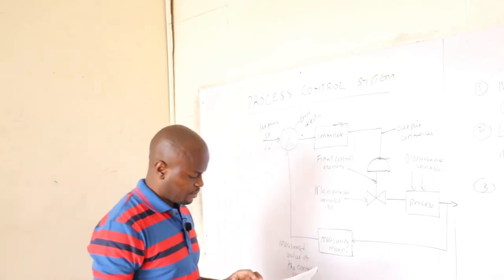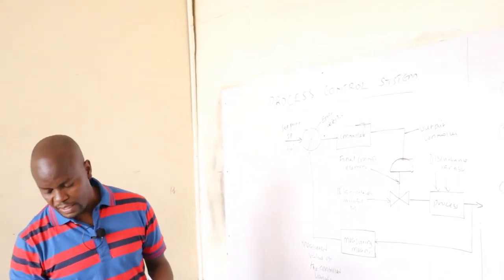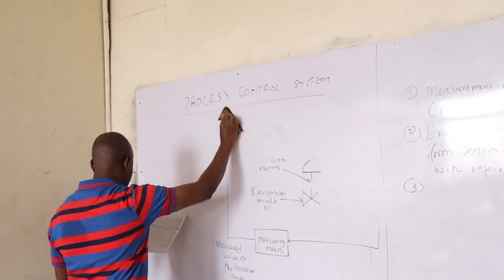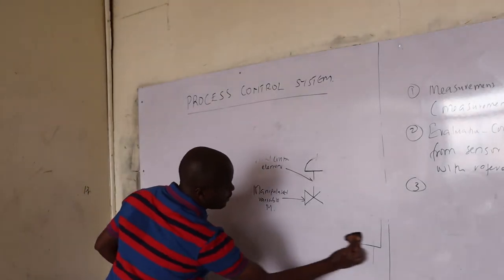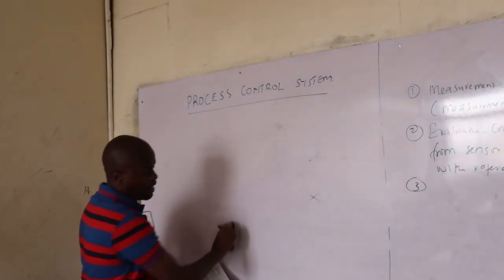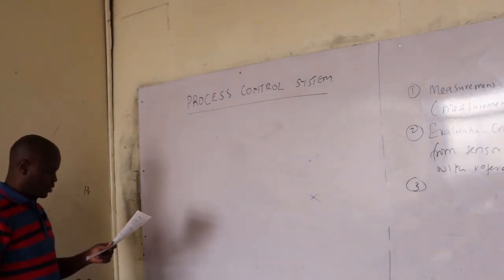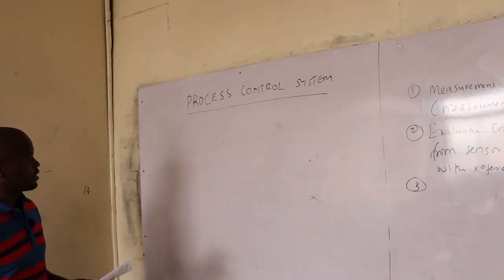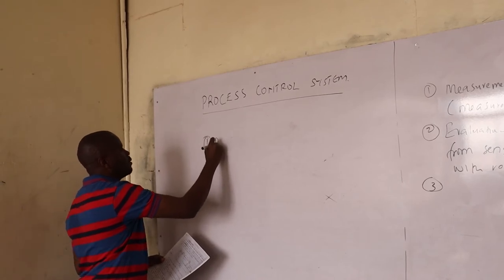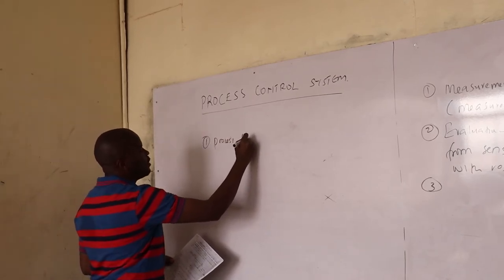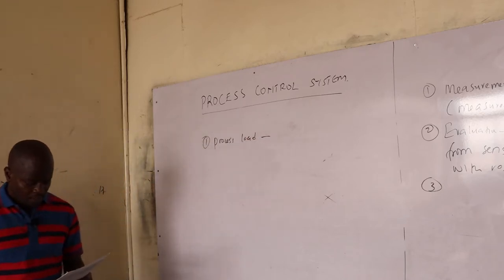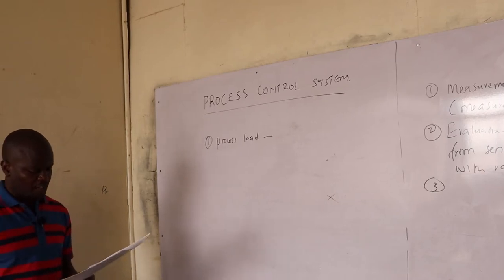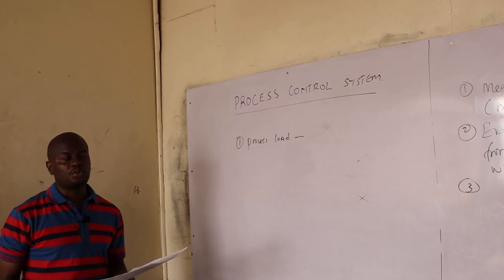Those are the three very important requirements that are always found in a process. So let's look at the process characteristics. What are the characteristics that a process should have? Basically, we usually talk of three major characteristics. The first one is the process load, not process lag. The process load is the amount of the control agent that is needed to keep the process in a balanced condition.